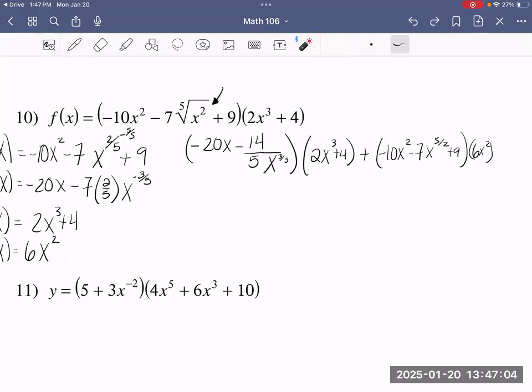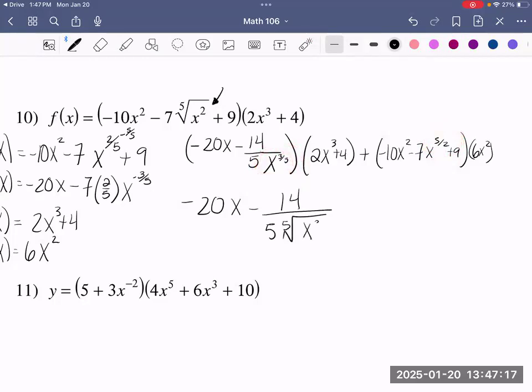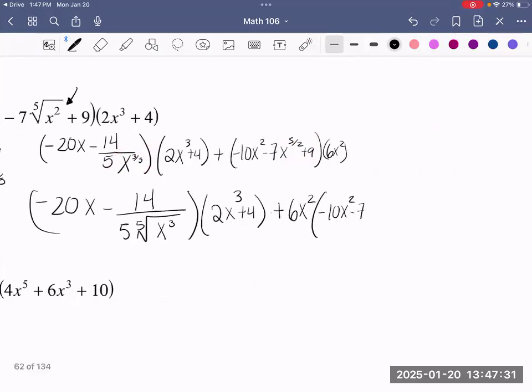Kind of a good rule of thumb, though, if it starts with a radical, we typically want to end in any sort of radical. So I might write this one more time. We have the 5th root of x cubed. And there you have it.